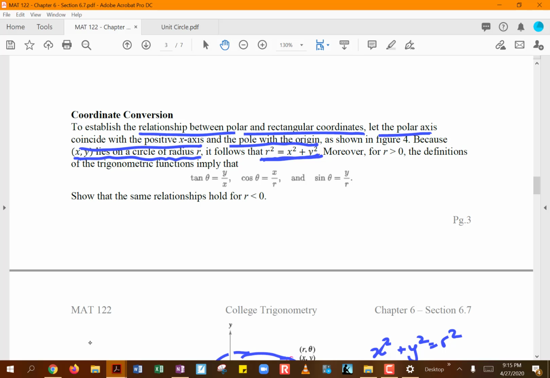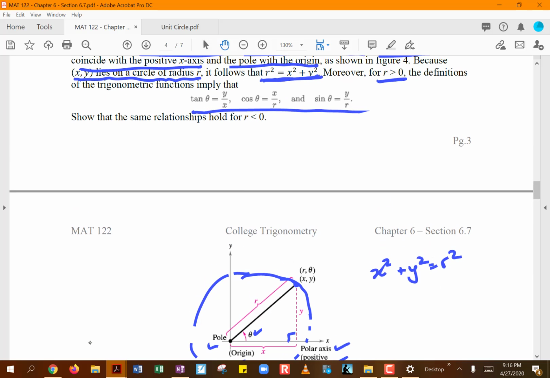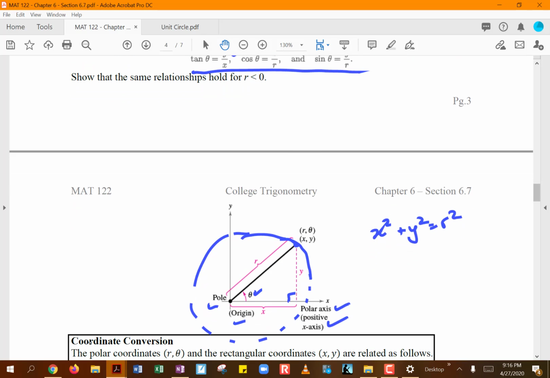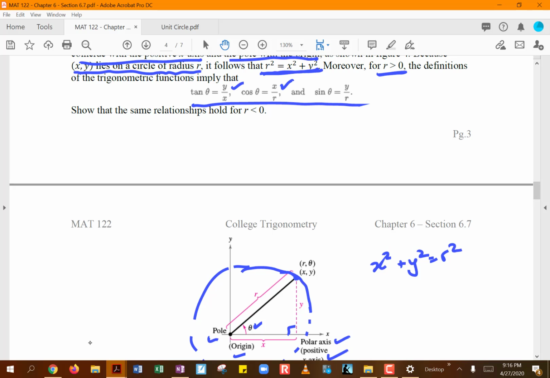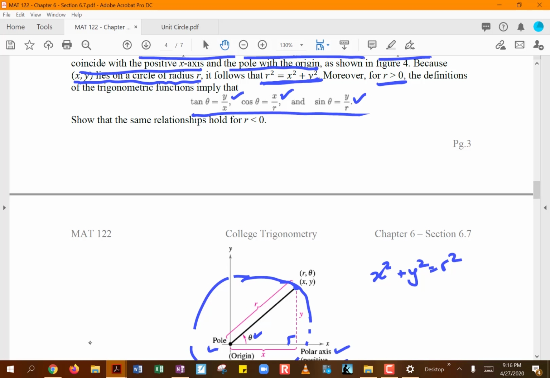And they are saying, moreover, if that r is a positive value, then we can use these trigonometric functions that we basically saw in chapter 1, right? Tangent theta. So if this is our angle theta over here, then tangent would be opposite over adjacent. So that's y over x. Cosine would be adjacent over hypotenuse. So that's x over r. And sine, of course, would be opposite over hypotenuse, which is y over r. So they're basically just using those same functions that we had used in chapter 1 to kind of come up with these definitions for tangent theta, cosine theta, and sine of theta.